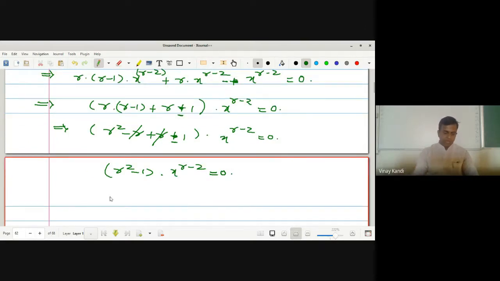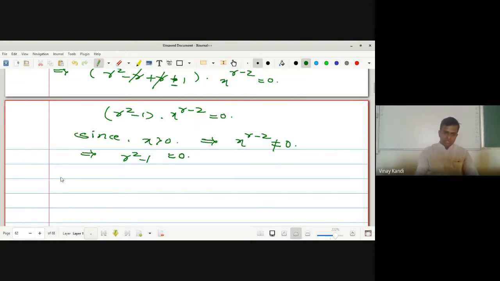But since we have x is greater than 0, it implies x raised to r minus 2 is not equal to 0. It implies r square minus 1 is equal to 0, which is quadratic equation in r.